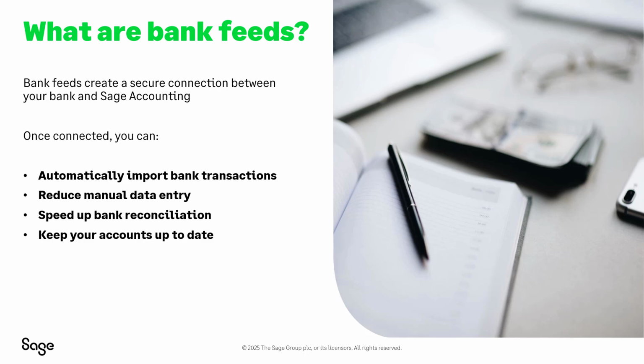So I'll just start with the basics with what bank feeds actually are. Bank feeds create a secure connection between your bank and Sage Accounting. And once that connection's made, your bank transactions are automatically imported into Sage, so there's no need to manually enter them yourself. Instead of typing transactions in one by one, you're simply reviewing and confirming the information that's already there. This helps reduce manual data entry, saves time and keeps your accounts up to date. It can also make the bank reconciliation process much quicker, which we'll be looking at a bit later on in the session.